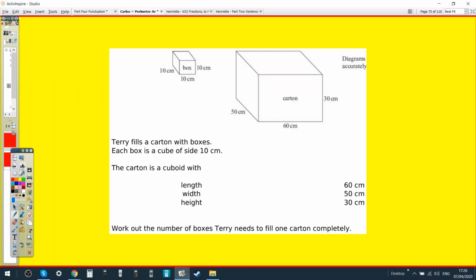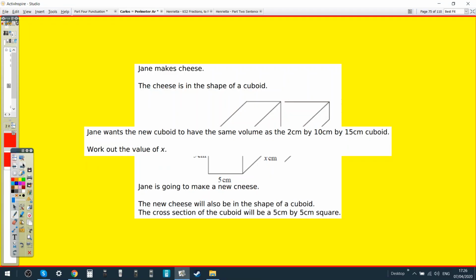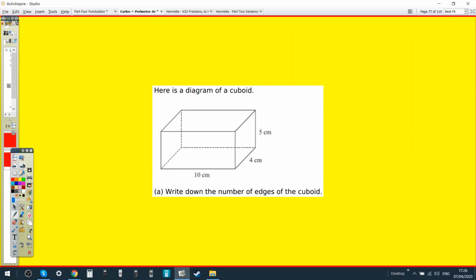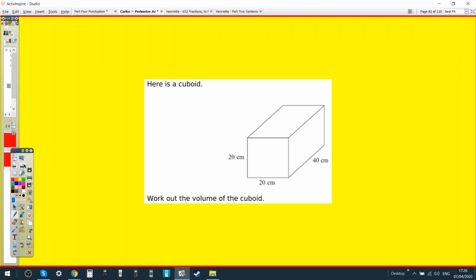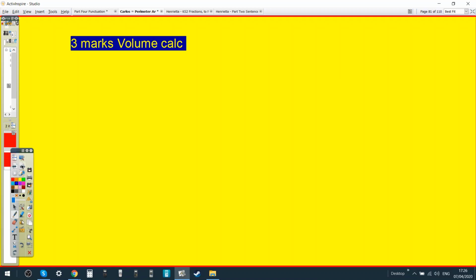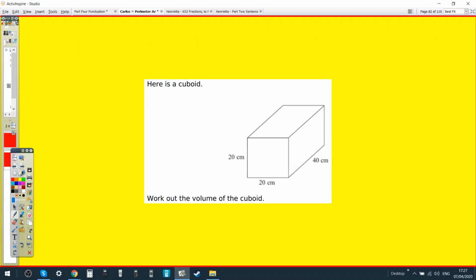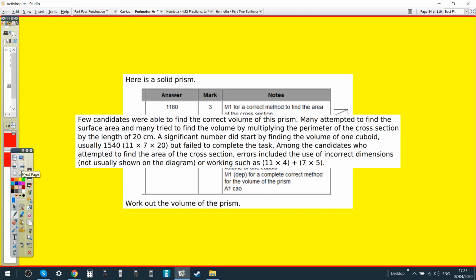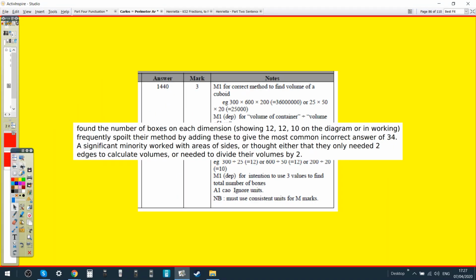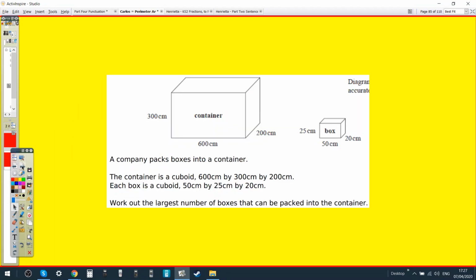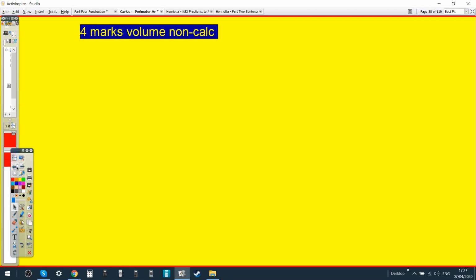So now they get tricky. Hang on, what is this? 3 marks, volume, calculator. Oh, they're getting very tricky. So these are the calculator questions.